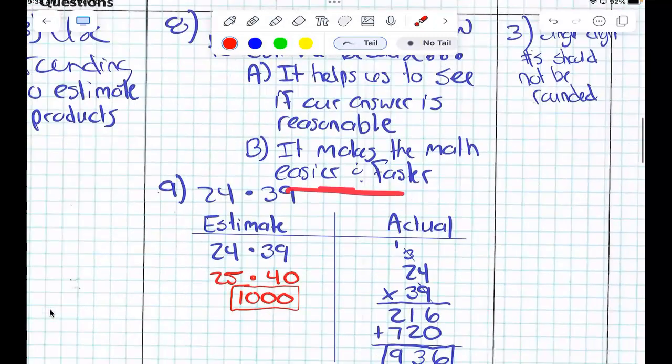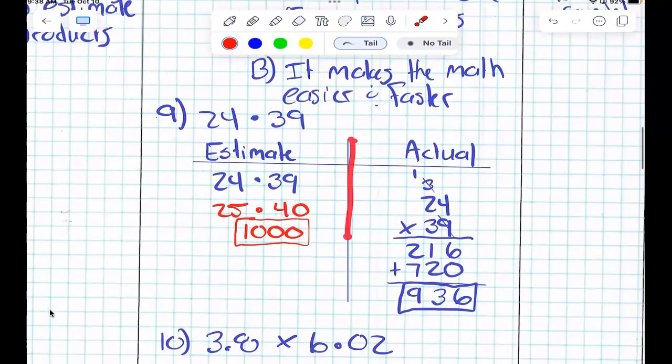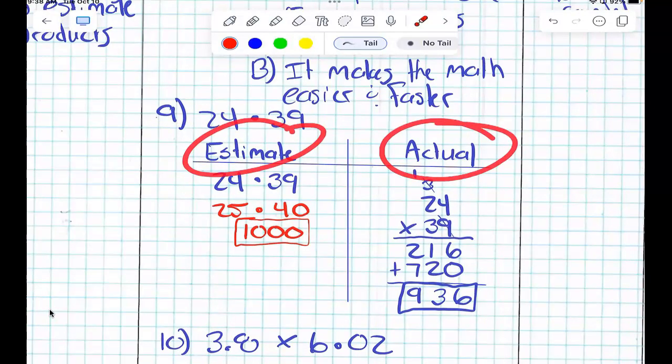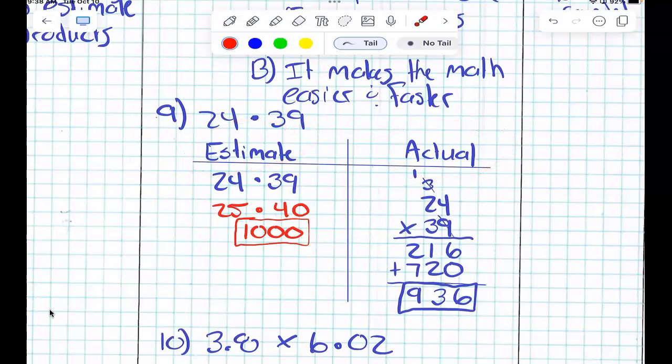Okay. So when we look at number 9, what's this called here? T-chart. And we have the estimate and we have the actual. So you guys are going to work on T-charts because I'm going to want to see both your estimate and actual for different problems. So for 24 times 39, we found 2 nice numbers that worked well together. We call those what kind of numbers again that work well together?